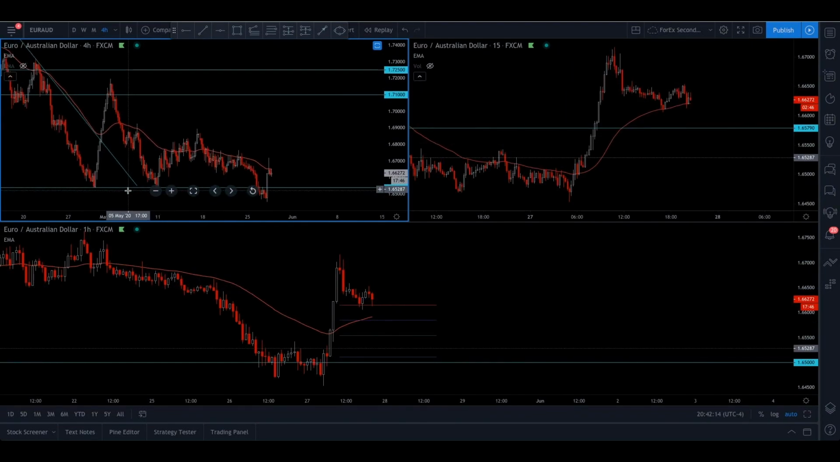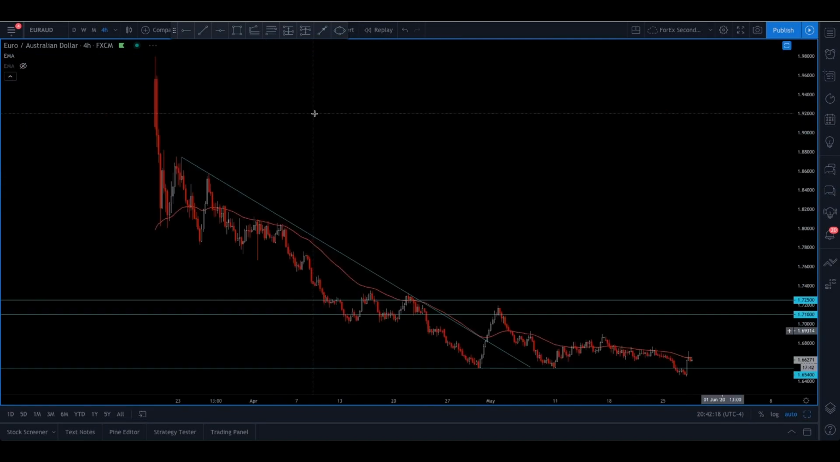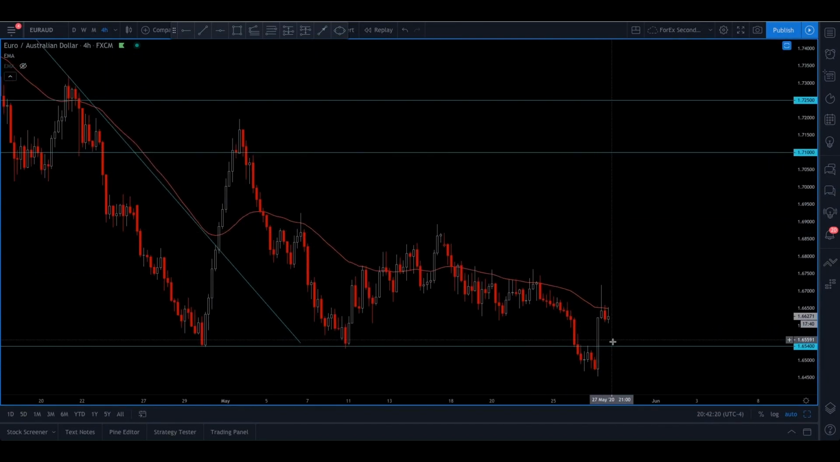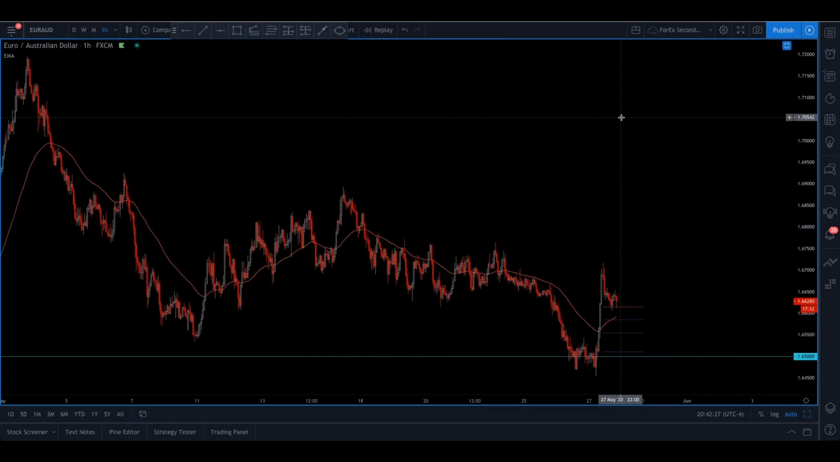So we have the support over here. You can see it ended up being broken to the upside, and then we have this very strong bullish push to the upside off this support. That 4-hour 50 MA still holding this. This pair is not as attractive as others that I'm looking at.